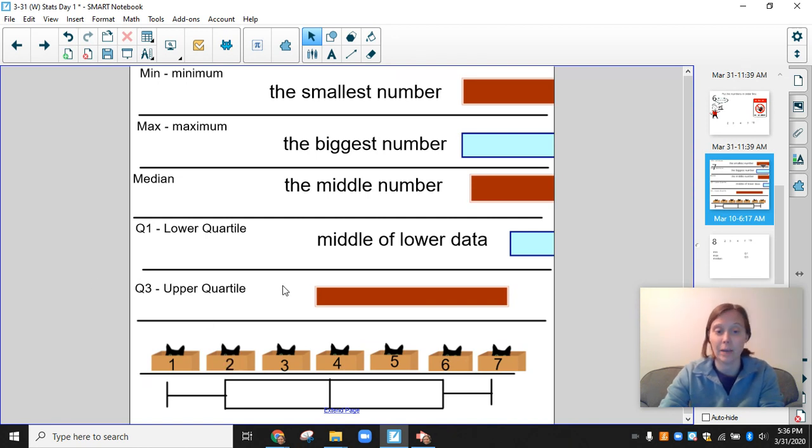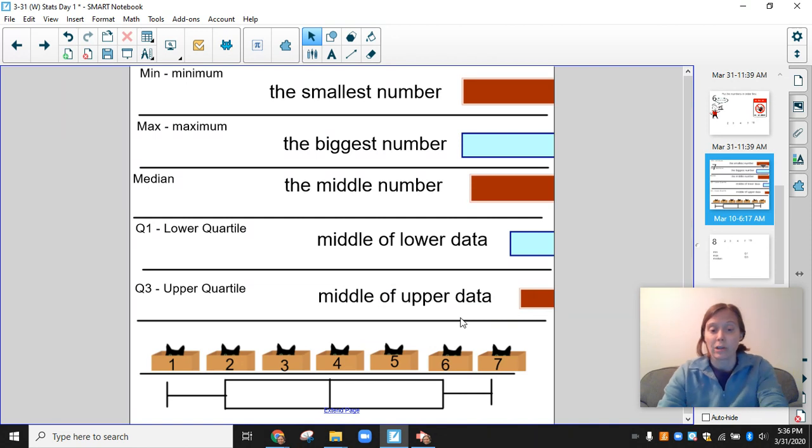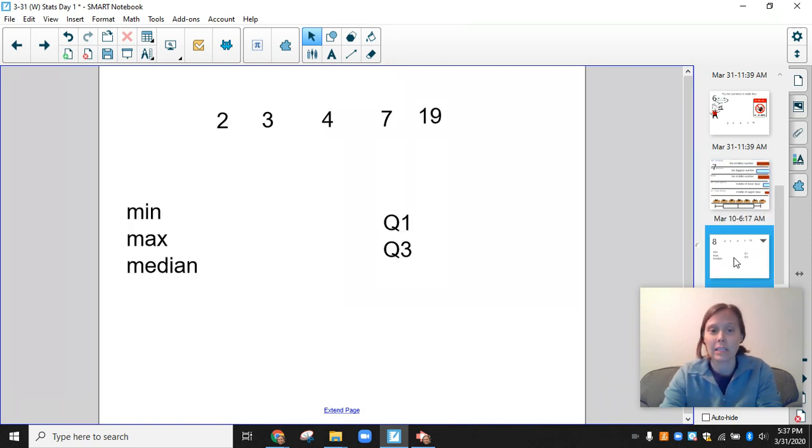And then Q3 is our upper quartile. Same idea, except it's with the data above the median. So it's our middle of the upper data. So we're ignoring the 4 again. We have our 5 and our 7. I don't know why that's so difficult for me to figure out. 5 and 7, and then in between those is the 6, and so that's our upper quartile. So I'm going to give you a second to identify the min, max, median, Q1, and Q3 with this set of data.